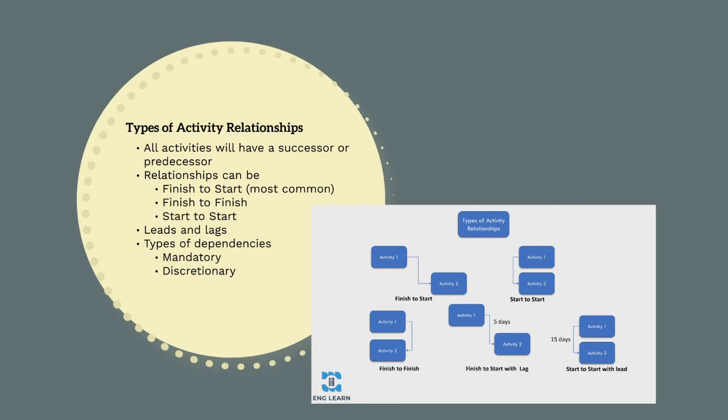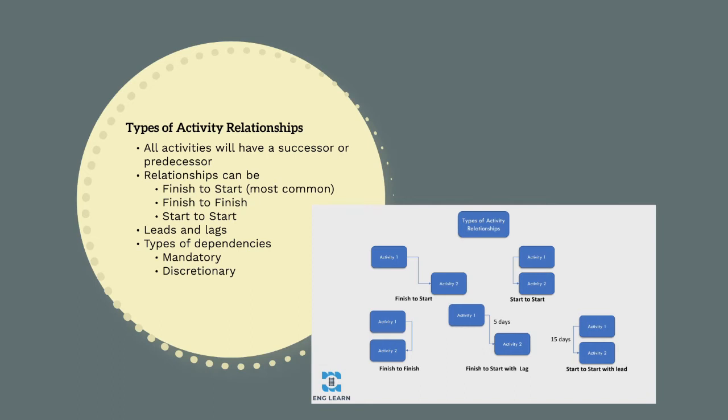Relationships can also be mandatory or discretionary. Mandatory relationships refer to activities that must be sequenced a certain way to logically complete the works. For example, you can't mount a steel structure until the foundation has been completed, or you can't install electrical cabling until the cable containment has been installed.